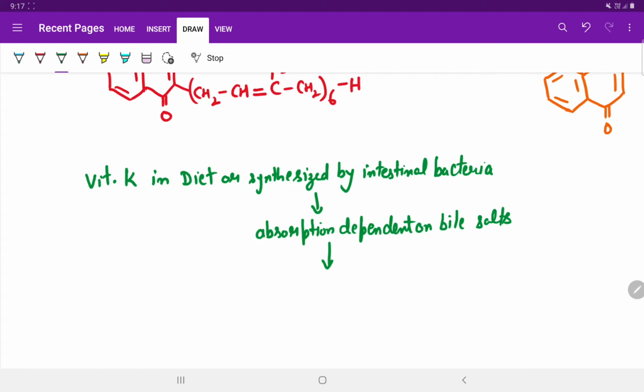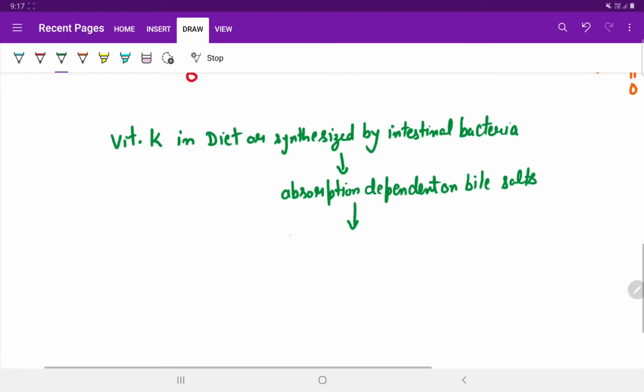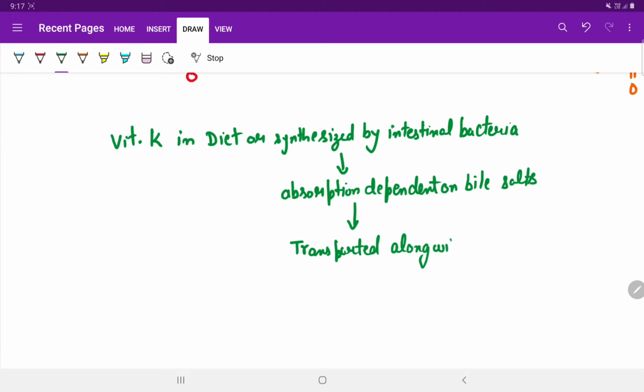And the vitamin K is transported along with LDL, low density lipoproteins, and is stored mainly in the liver and to a lesser extent in the other tissues. So as per its use, it's extracted from the liver.